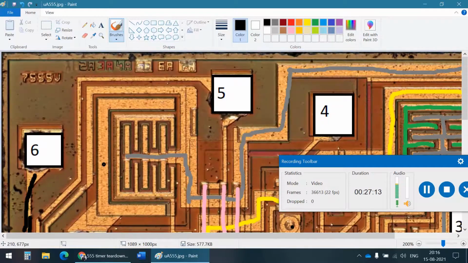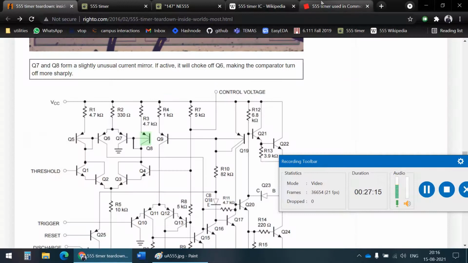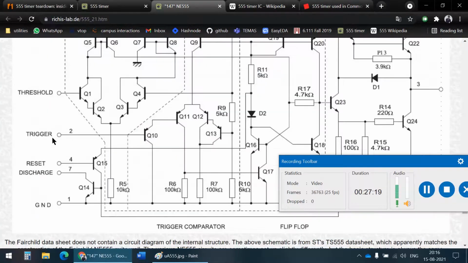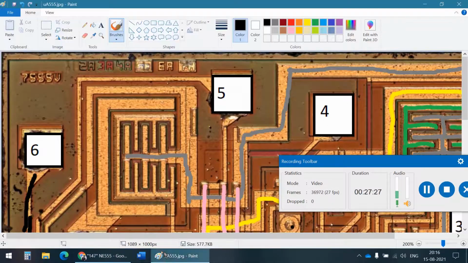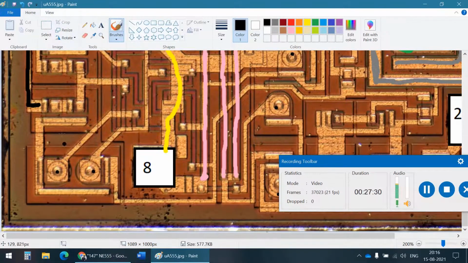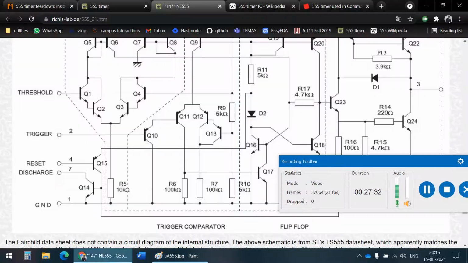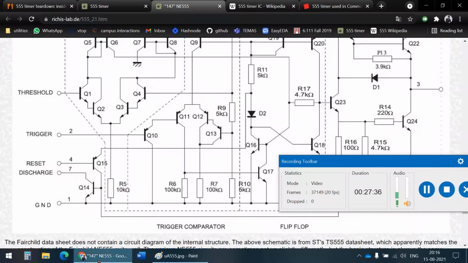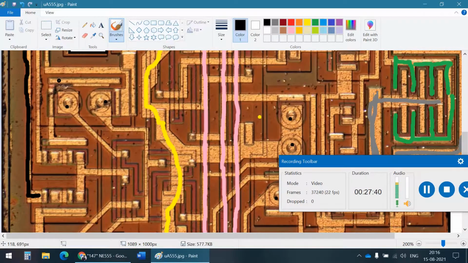So let's see, what is pin 7? Pin 6. Pin 6 is the threshold pin. Threshold pin is here. And yeah, it is connected to Q1, which is then connected to Q2. And this configuration is called the Darlington Pair. See, look, it goes here. This would be Q1, and this is Q2. And I would say that this is Q3 and this is Q4.